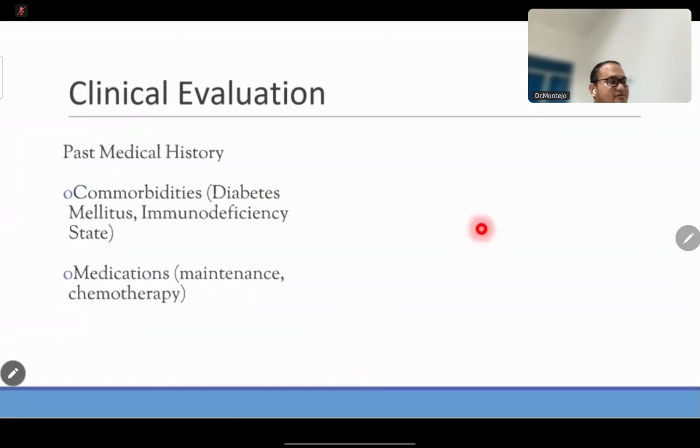And then important would be to try to elicit your past medical history. Most patients with DNI have an immunodeficiency state. So DM, HIV, or those on steroids, patients with organ transplant, or even patients on chemotherapy, they are immunocompromised, so they could also present with your DNI. Okay?